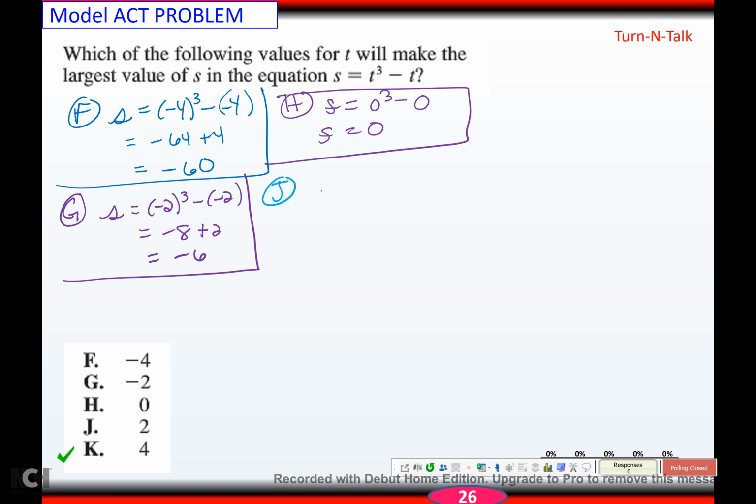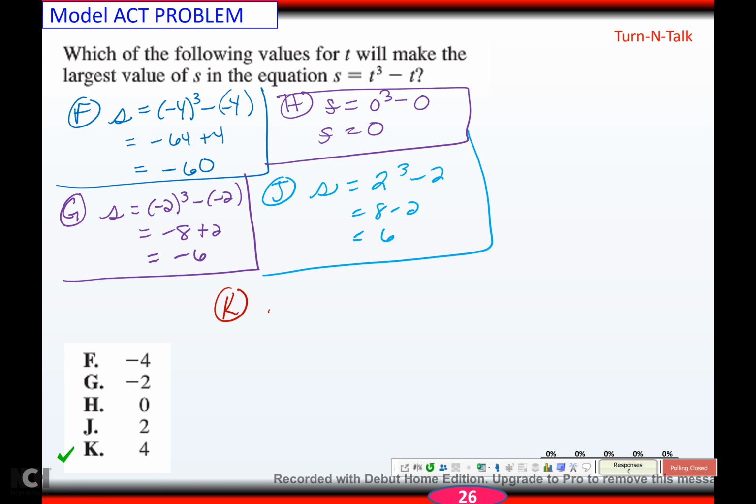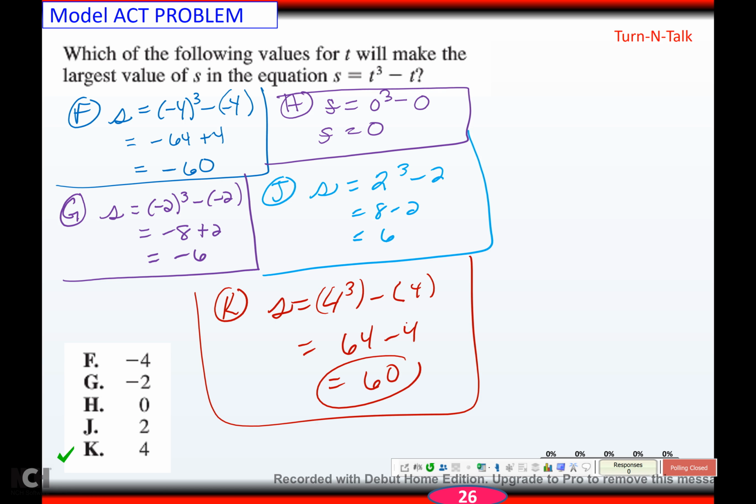If I plug in 2, I get s equals 2 cubed minus 2. That's 8 minus 2, which is 6. And if I plug in 4, I get s equals 4 cubed minus 4. That's going to give me 64 minus 4, which gives me positive 60, which out of all of my solutions, that one is the largest.